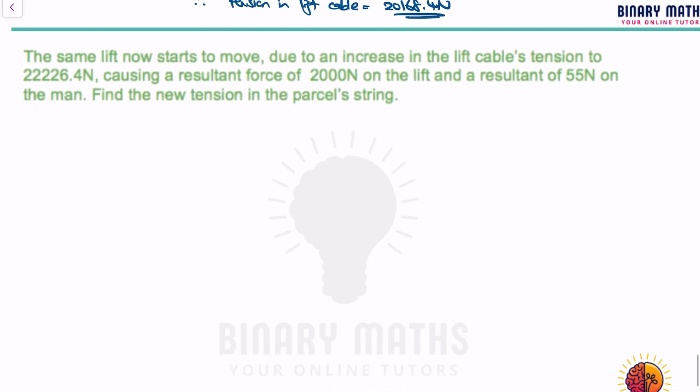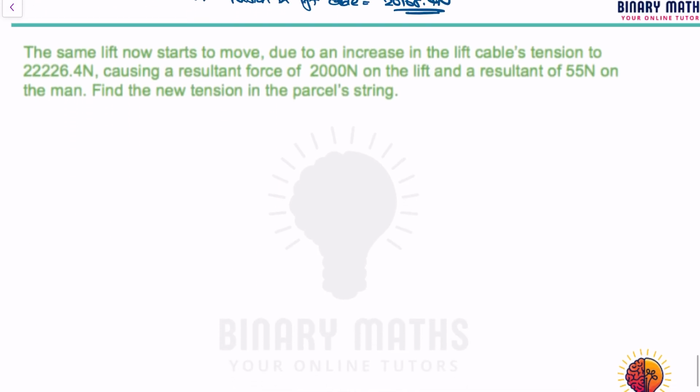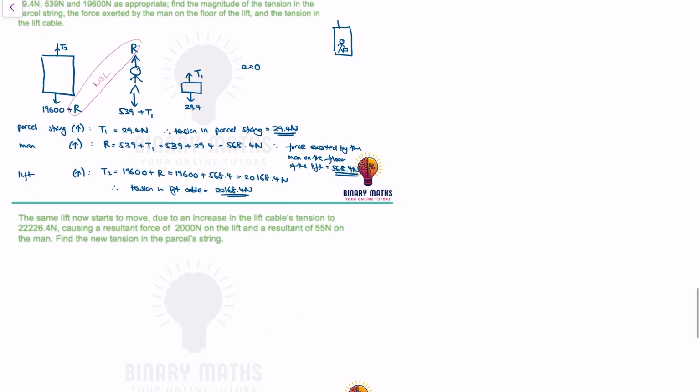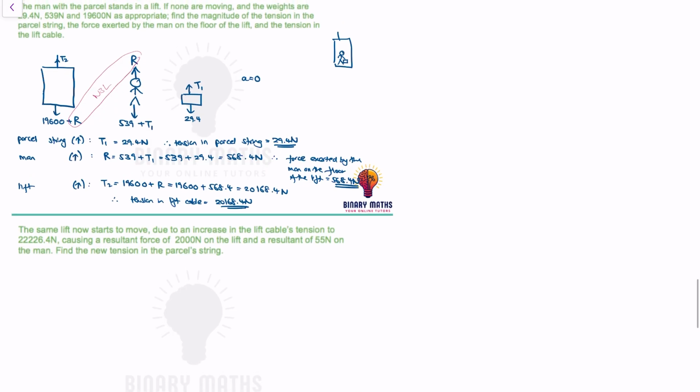Okay, last question. The same lift now starts to move due to an increase in the lift's cable tension to 22,226.4, causing a resultant force of 2,000 on the lift and the resultant of 55 newtons on the man. Find the new tension in the parcel string. Now, because the tension has increased, it means it's going to move up, because there's more force pulling it up and it's moved, which means it must be moving up.